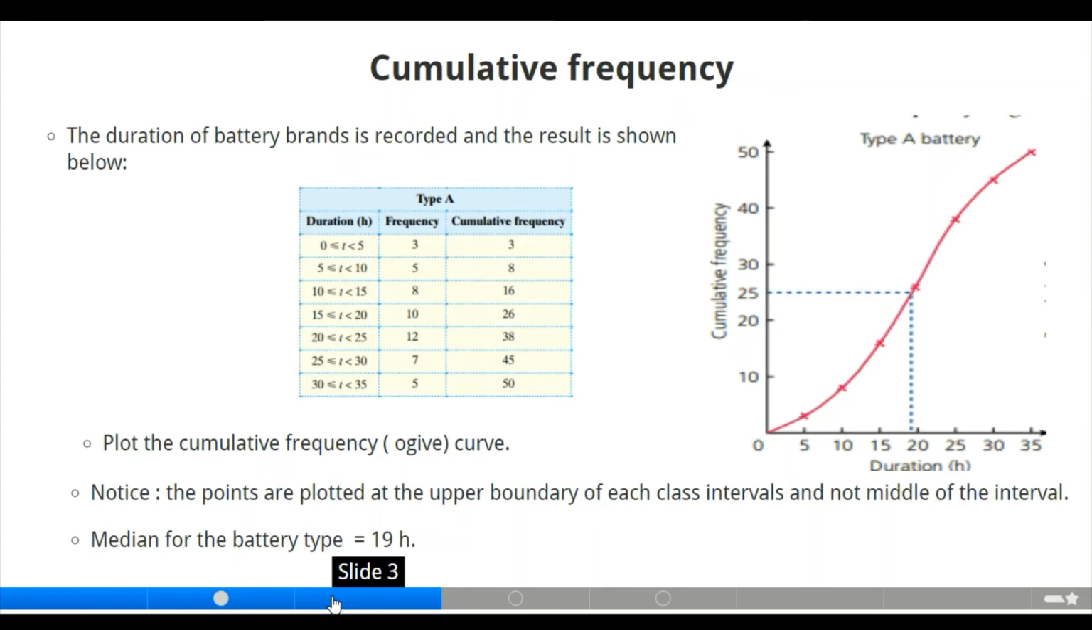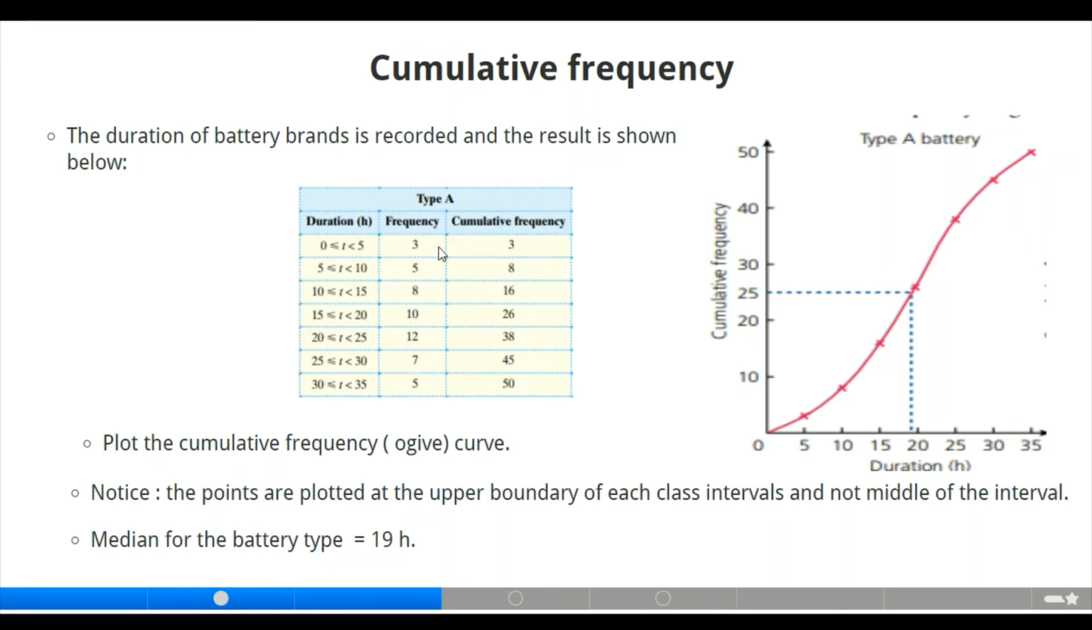So the duration of a battery brand is recorded and the result is shown below. Look at this. This is the interval. We have the duration as the class interval, from 0 minutes to 5 minutes, from 5 minutes to 10 minutes, and it goes on to 35 minutes as well. So we have the frequencies as 3, 5, 8, 10, 12, 7, and 5.